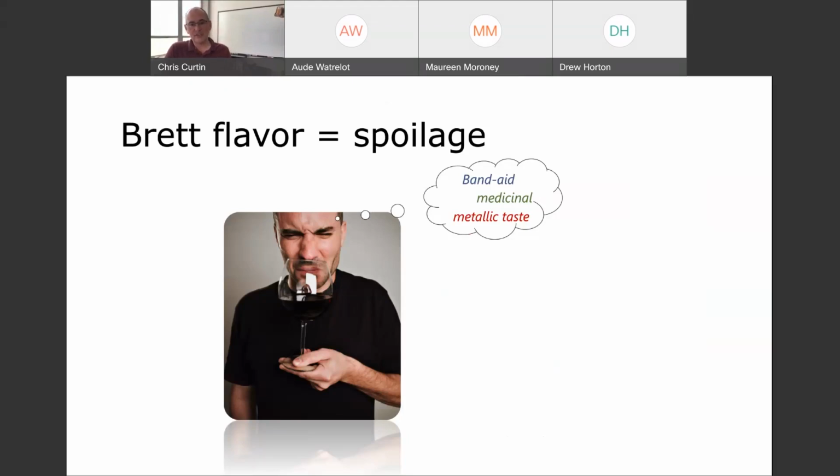And usually it's because of this medicinal aftertaste or metallic aftertaste and medicinal flavor that comes through. It dulls the fruit and doesn't turn out very well, but don't take my word for it.